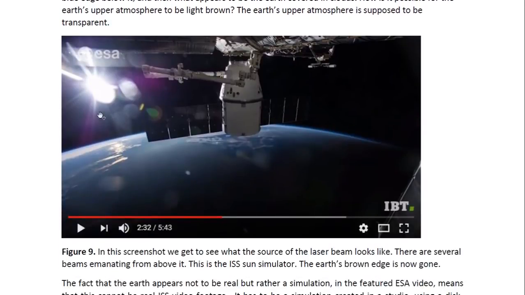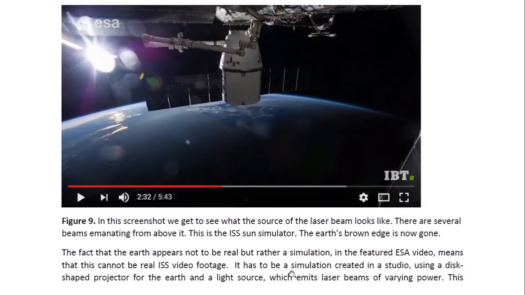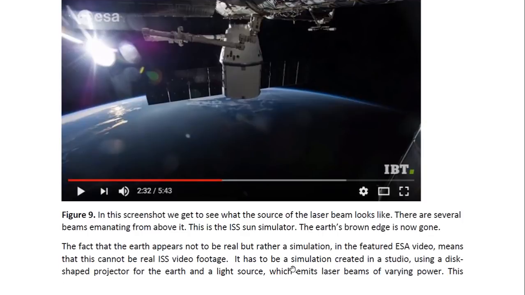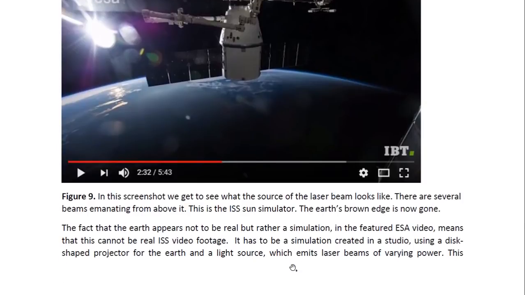And in this one, we actually get to see the light source that projected that laser beam onto the simulation of the Earth. And there it is. There seem to be some beams coming from it, from above there. And so this, it seems, is the ISS Sun Simulator. So the fact that the Earth appears not to be real but rather a simulation in this featured ESA video means that this cannot be real ISS video footage.